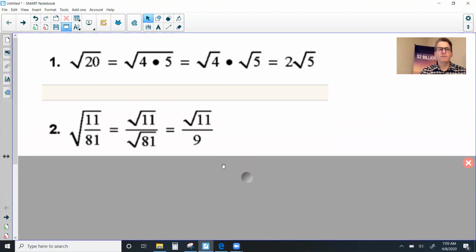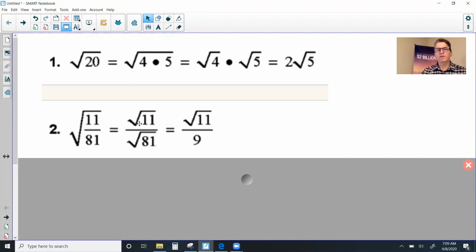Number 2, this is division, the square root of 11 over 81. So the square root of 11 over 81 is equal to the square root of 11 over the square root of 81. The square root of 11 cannot be simplified, but the square root of 81 is 9.